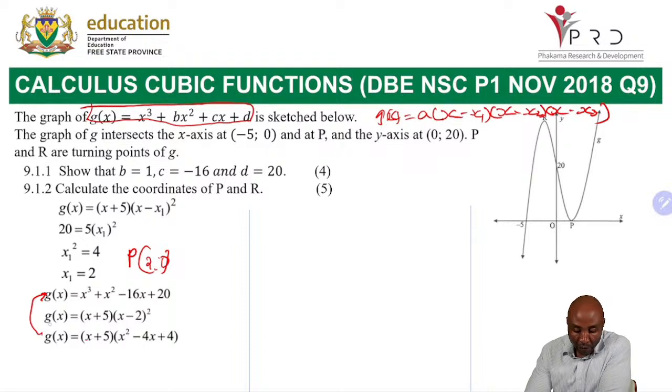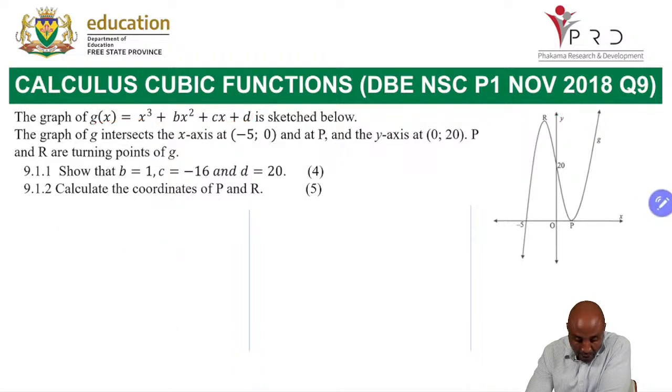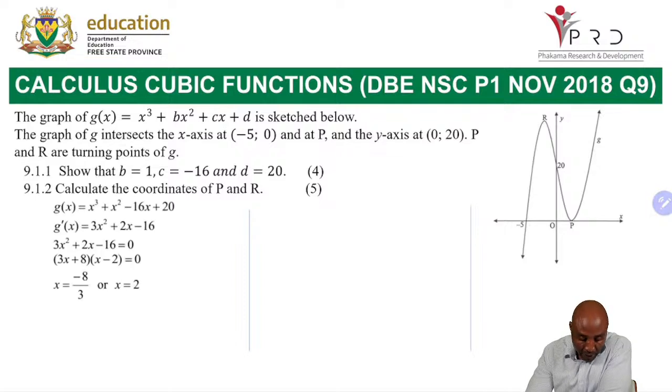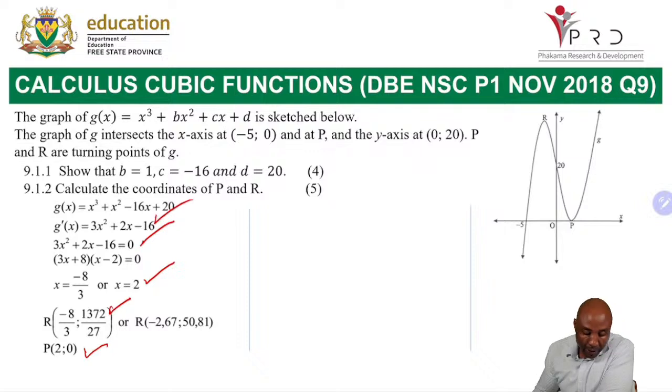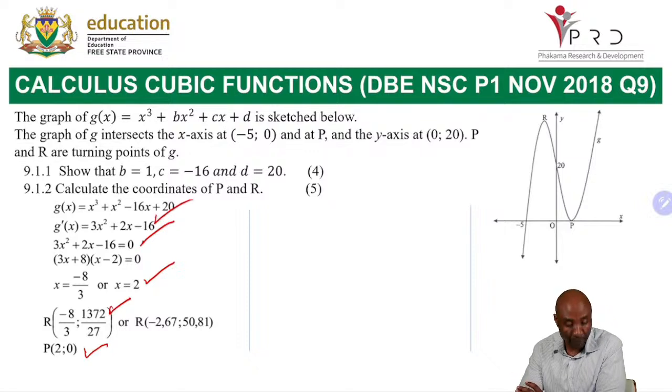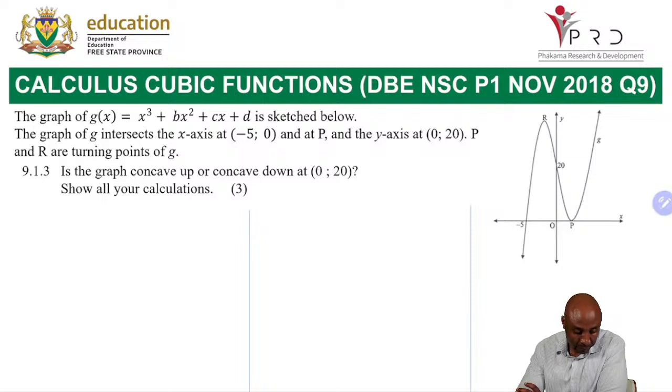We have to calculate the coordinates of P and R. What do you do? P is a turning point, R is a turning point. So remember, first derivative equate to 0, solve for x. We are getting those, and then we substitute back into the original function. So P, as I indicated, is 2 and 0. Derivative equate to 0, get your x values and get your corresponding y values there. Then we are able to get those 5 marks. We move on.